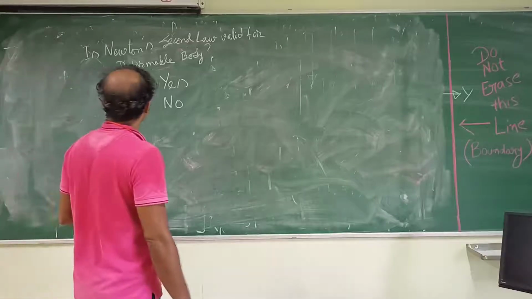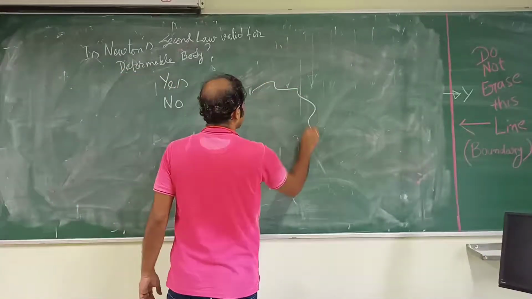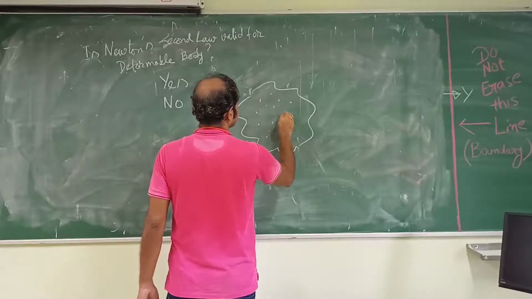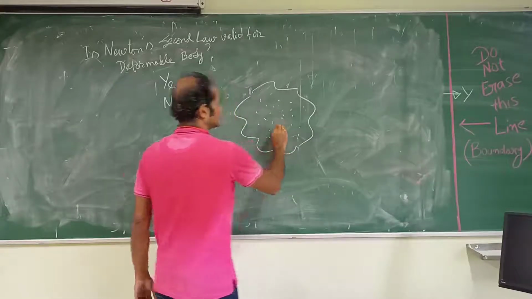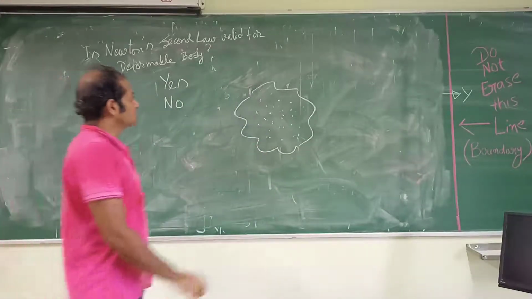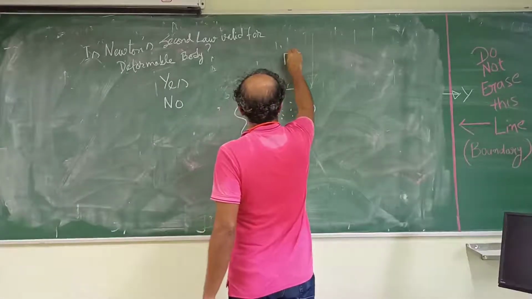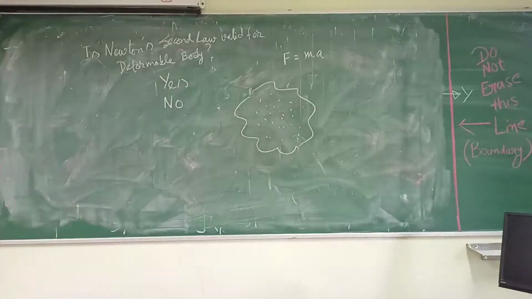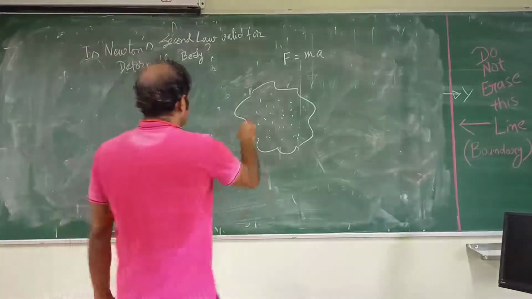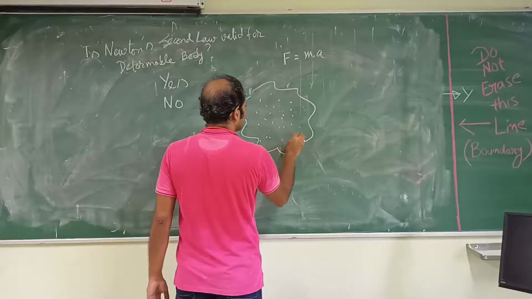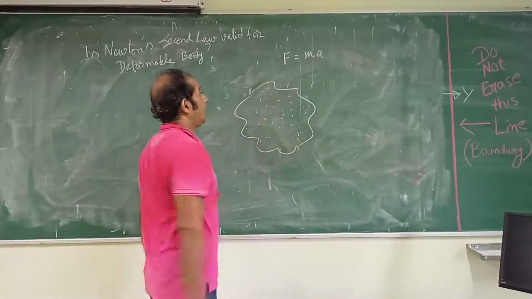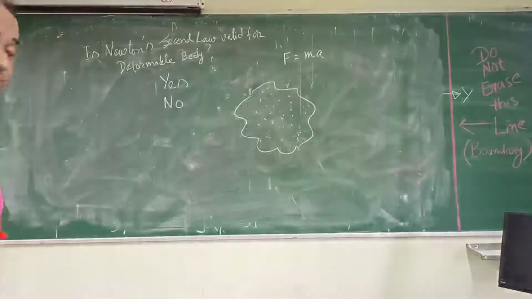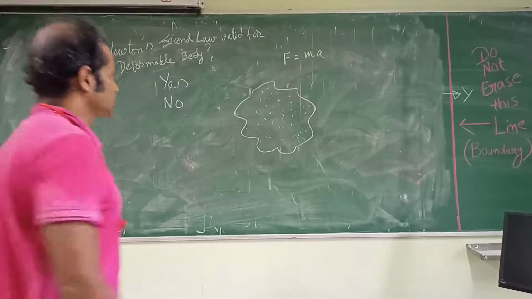But when we are talking about the deformable body, let's say this is the deformable body, it has infinitely many points, right? And what is Newton's second law talking about? F is equal to m times a. Now you have infinitely many points and one equation. So is it possible to find out the particle position and velocity?